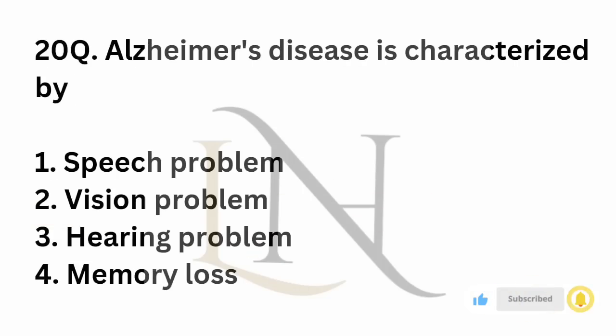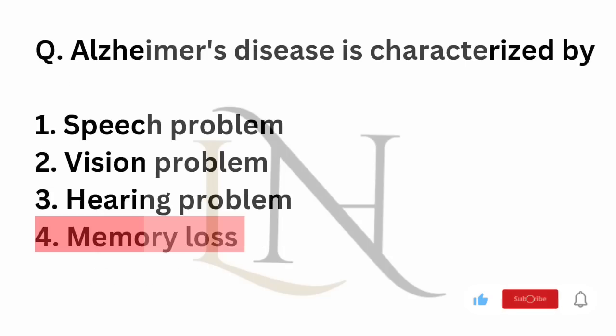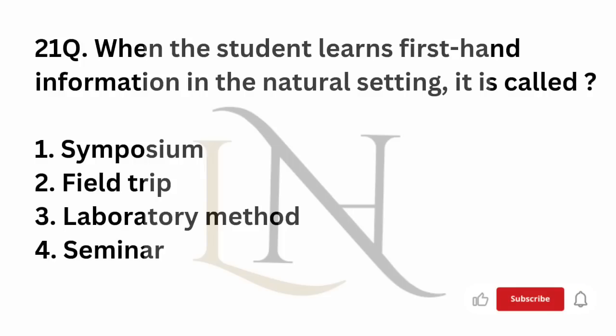Alzheimer's disease is characterized by: Option 1, speech problem. Option 2, vision problem. Option 3, hearing problem. Option 4, memory loss. Answer is option 4, memory loss, which we will see in Alzheimer's disease. In this condition, the neurotransmitter acetylcholine decreases.